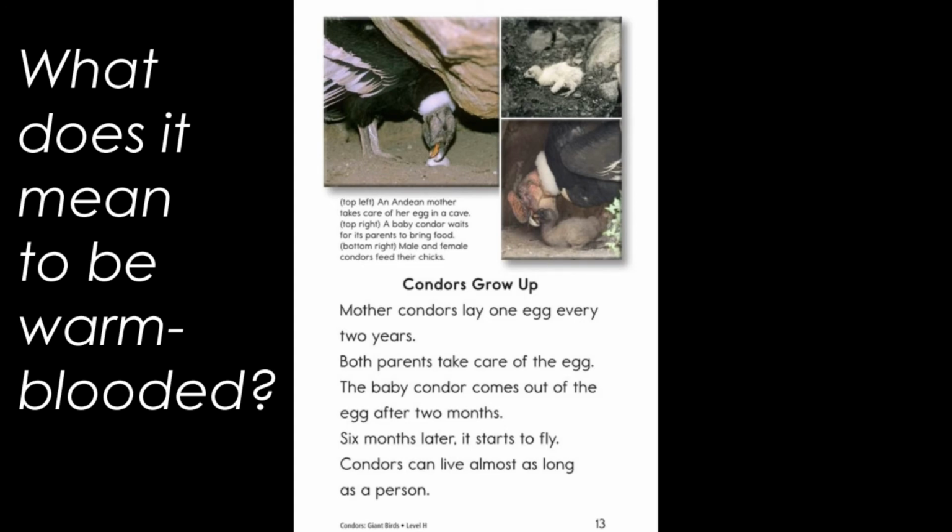We still have to answer our question of what does it mean to be warm-blooded? We still haven't found an answer to that yet. Let's keep looking. Condors grow up. Mother condors lay one egg every 2 years. Both parents take care of the egg. The baby condor comes out of the egg after 2 months. 6 months later, it starts to fly. Condors can live almost as long as a person.